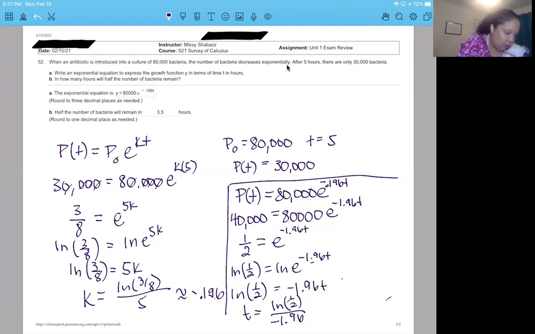Let me try that one more time. Oh, I moved my decimal point. That would be the problem. Why did I do that? So all of these should be negative 0.196 t. I apologize.